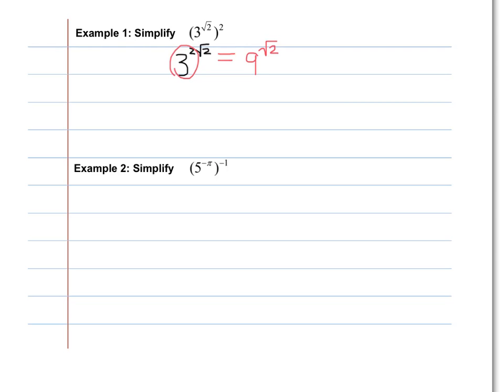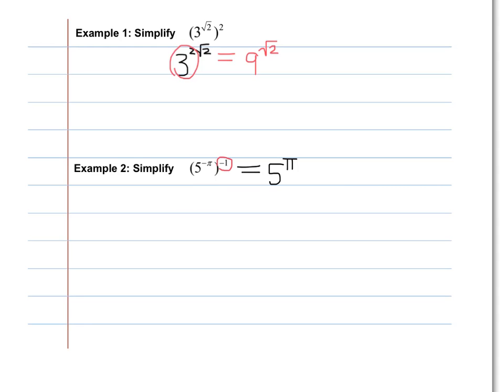Same thing here, we're raising a power to a power, so negative pi raised to the negative first power. So if I do that, I'm going to multiply those exponents and get 5 to the positive pi. So not much going on there. You could have thought of this also, negative exponents, bring it to the bottom and make it positive. So we could think of this, first of all, as, oops, let me erase that.